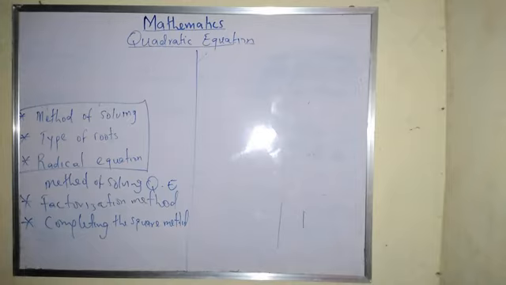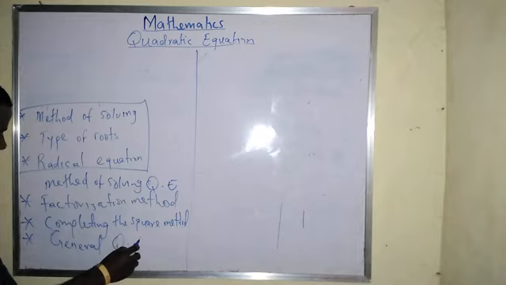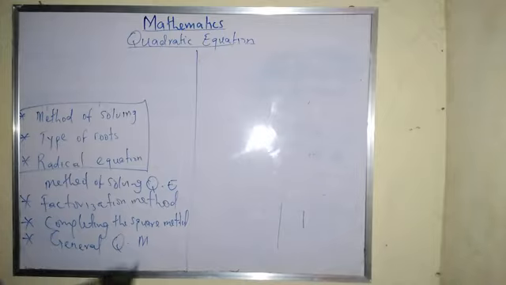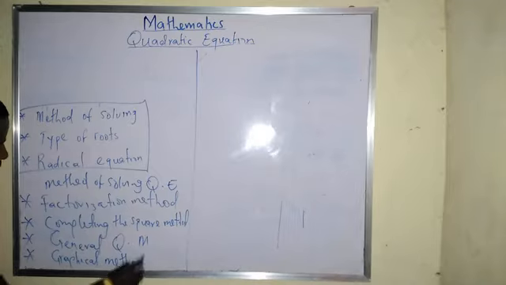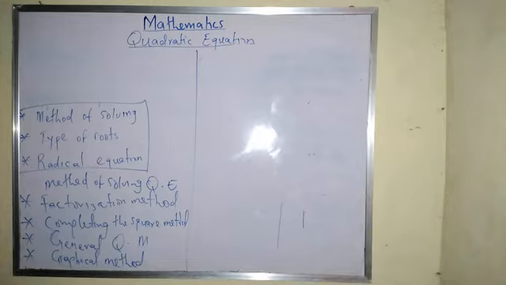And the third one, we call it quadratic formula, or general quadratic formula method. And the last one, we call it graphical method. Now, these are the 4 methods of solving quadratic equation. Let's try to work on these methods and explain them one by one.